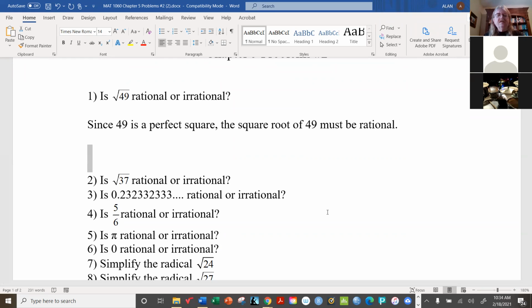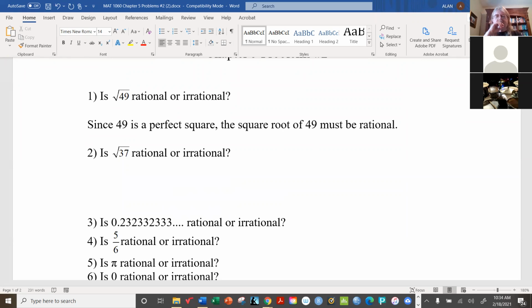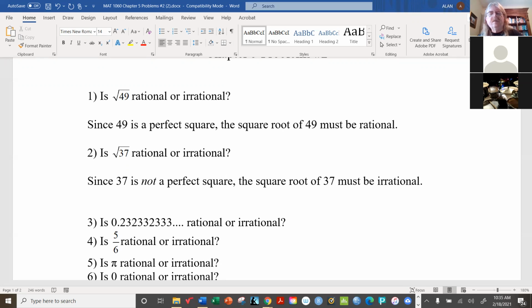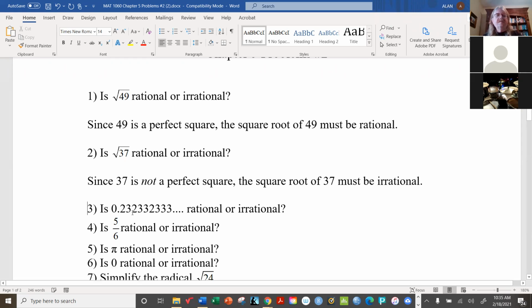All right, but on the other hand, if you look at number 2, since 37 is not a perfect square, the square root of 37 must be irrational. And that's all we have to remember. Perfect squares, the square root is rational. Anything else, the square root is irrational. All right, very good. How about this one?